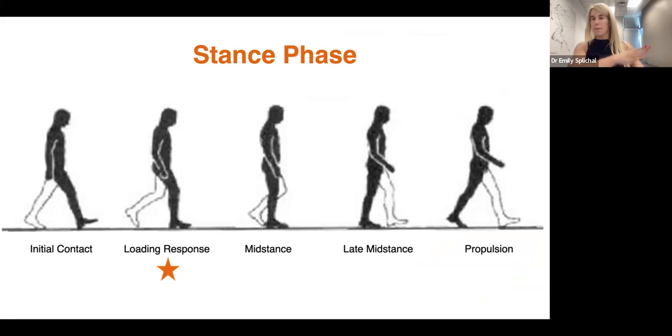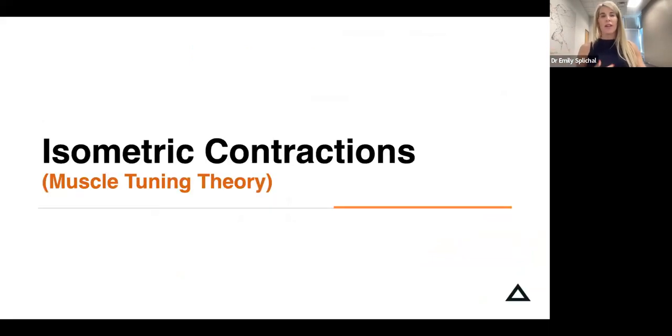So the next step is, how do you absorb it? The way that we absorb vibrations is based around isometric contractions. And this is referred to as the muscle tuning theory.